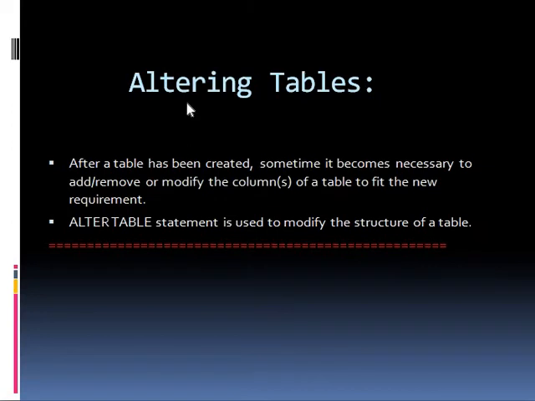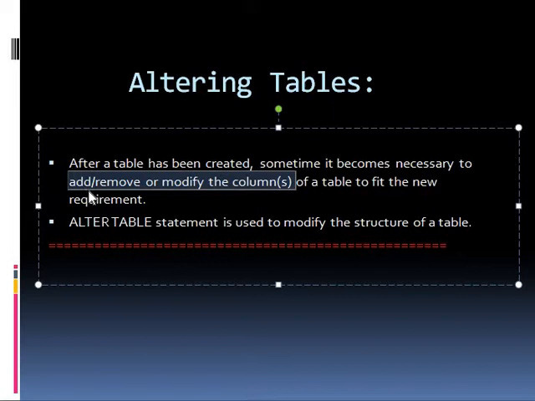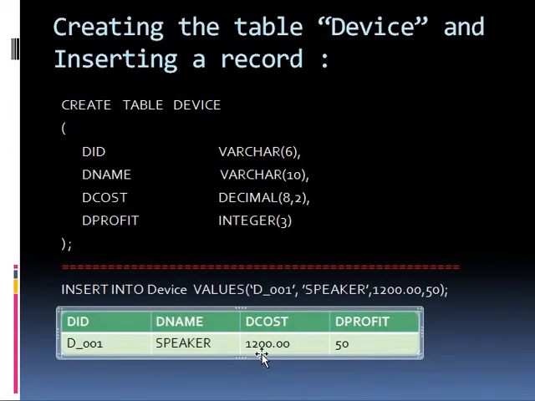Now I shall be explaining to you how to alter a table in MySQL, so that you can either add or remove or even modify the columns associated with the table. At present, our table device holds these four columns: DID, DNAME, DCost and DProfit. With the help of the alter table command, you shall be able to modify one of these columns belonging to this table named device.